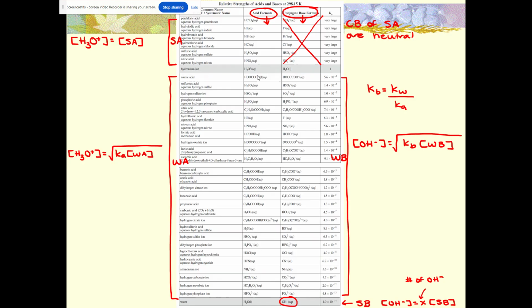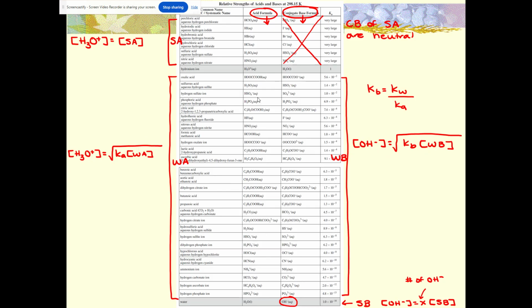But if you have an acid below the hydronium ion on this chart, these are all your weak acids. Their Ka values are all less than 1. In order to find the hydronium ion concentration, you need to take the Ka value, multiply by the concentration of the weak acid that you're given in the question, and then square root it. And that will give you your hydronium ions.